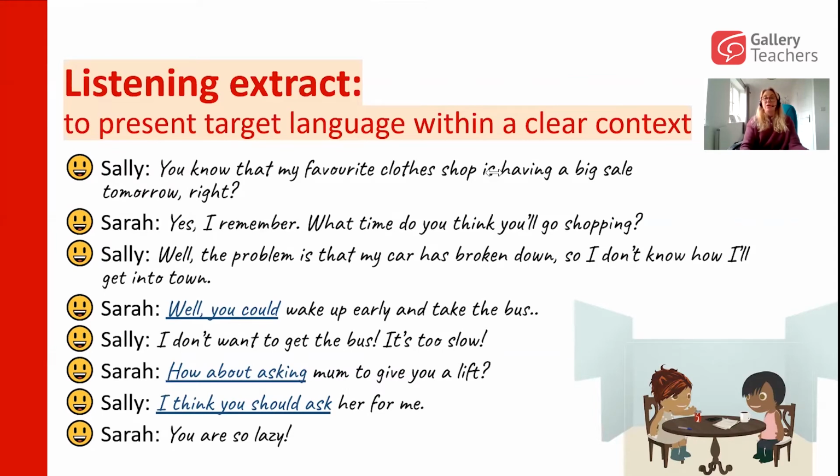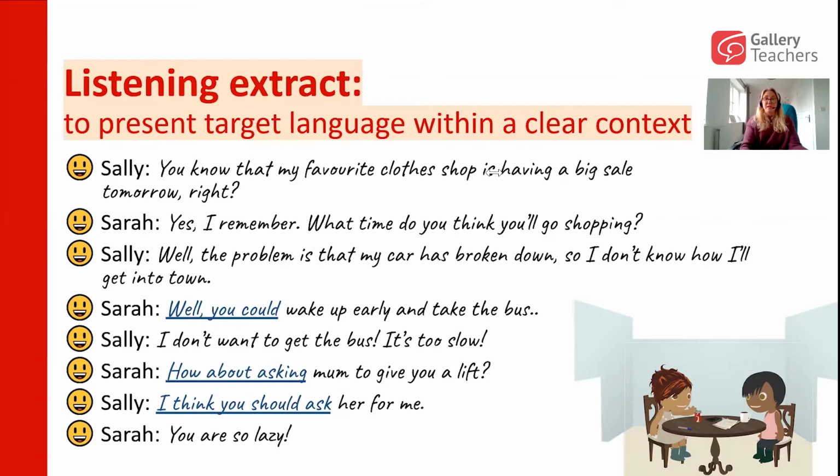Of course, then you would follow with detailed questions, which encourage your students to focus on the target language itself. So, for example, does Sarah try to help Sally? What does she suggest? Etc. Then, to check answers, I would encourage giving your students the script written down, or the tape script as it's called, so that they can then check their own answers. Because what we want to do is encourage learner autonomy whenever possible. We want to create independent learners.